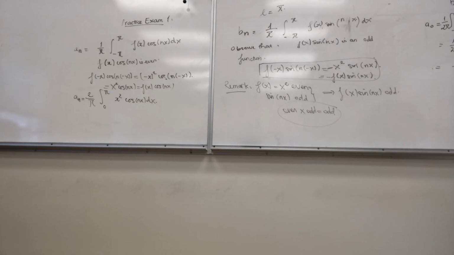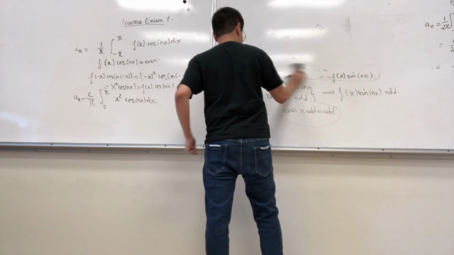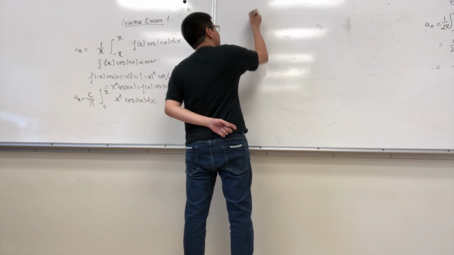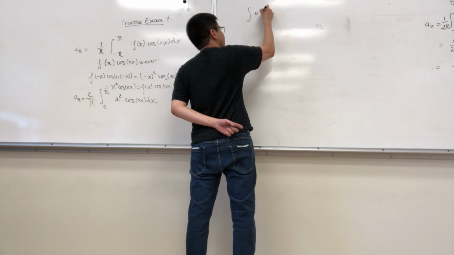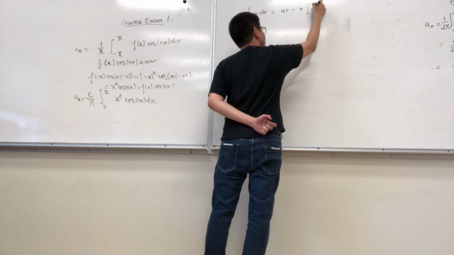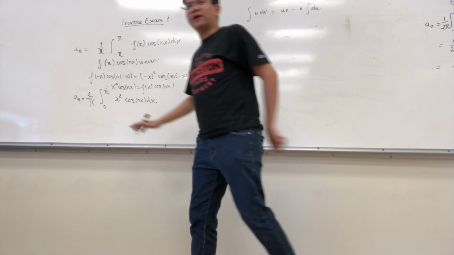Good? Questions? Now, how can we compute this integral? Integration by parts. Integration by parts, yes. So again, integration by parts will be something like this: the integral of u dv is uv minus the integral of v du. All right? So in this case, what is u and what is v?